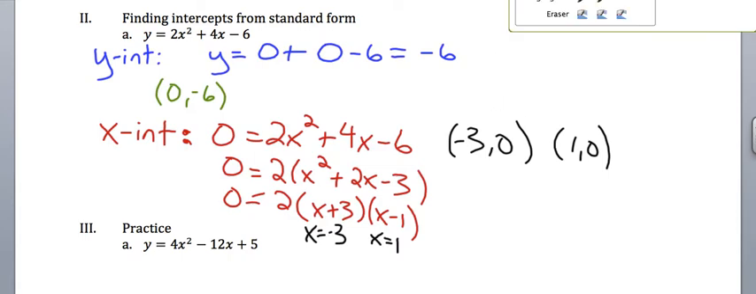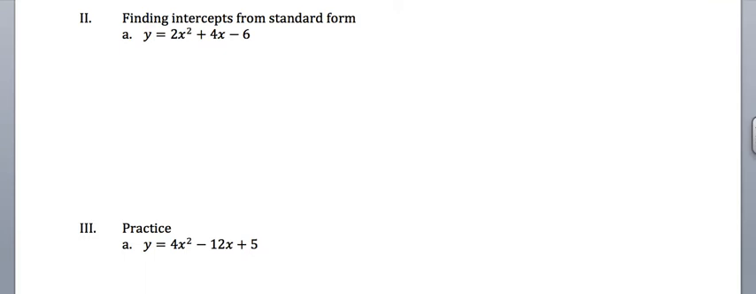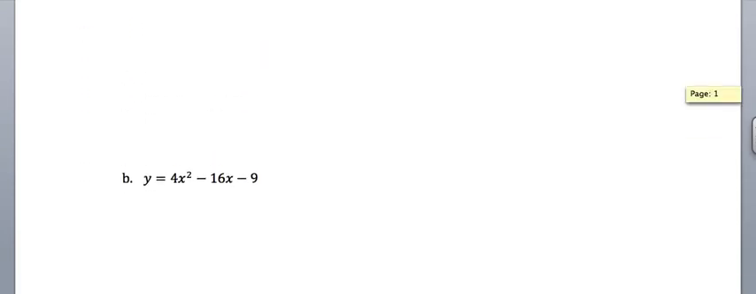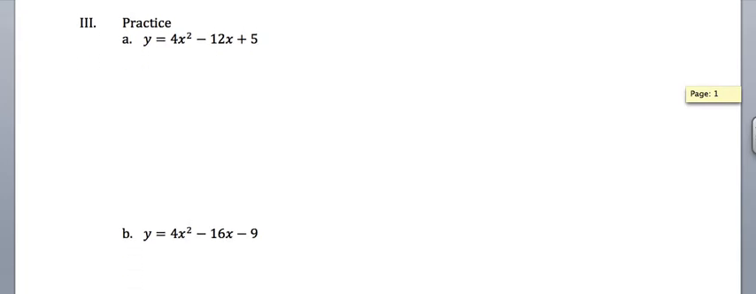Okay, what I want you to do is try the 2 examples I've given you in the practice section here. Find all 3 or maybe just 1 intercept. So find the y-intercept. There will definitely be one of those. And then find the x-intercept or intercepts that there are. Okay, so do that, pause, and then come back.